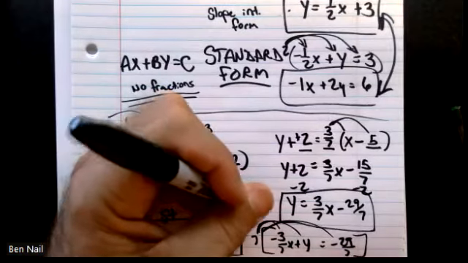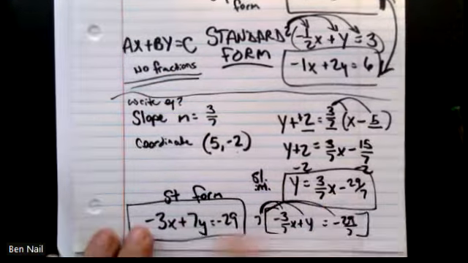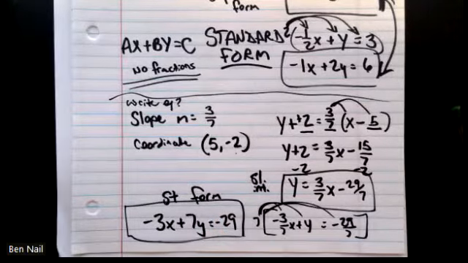This is slope-intercept form. And if they don't specify, slope-intercept form is fine. If they specifically want it, then that's how you would do standard form.